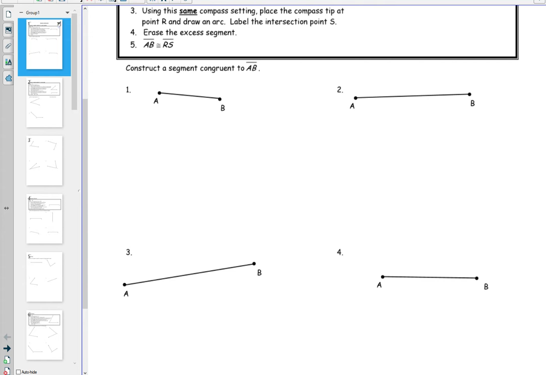So again, you have some instructions on each page, but I'm not a big fan of it. Here's what I would do for the first one. We just want to draw congruent segments. So I want to draw a segment that is the exact same distance from A to B, but I don't want to use a ruler. Well, you're gonna use the fact that the ruler is a straight edge.